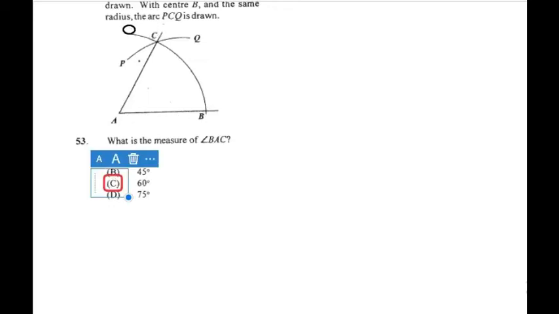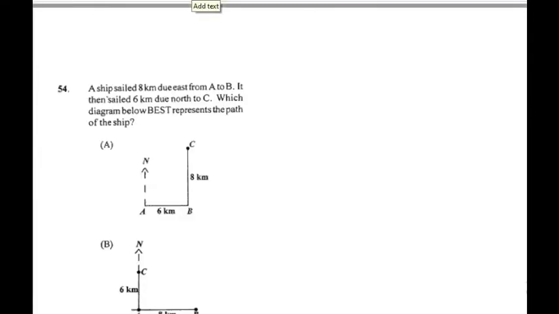So the line, then the first arc, then you put the compass on B to make another arc, and this point where they intersect is C. We connect C to A, and this represents a 60 degrees angle. So that is our answer for 53.